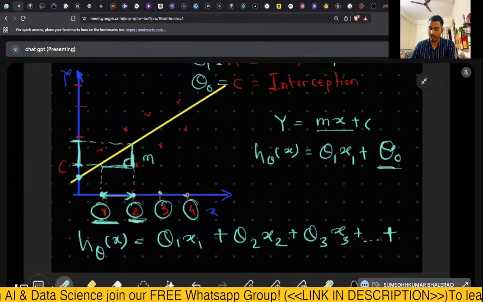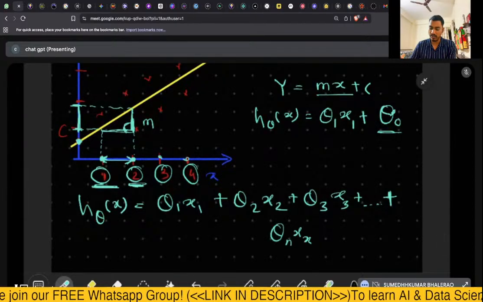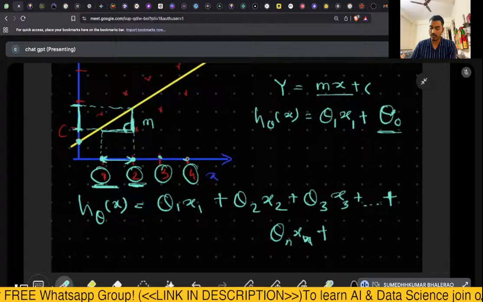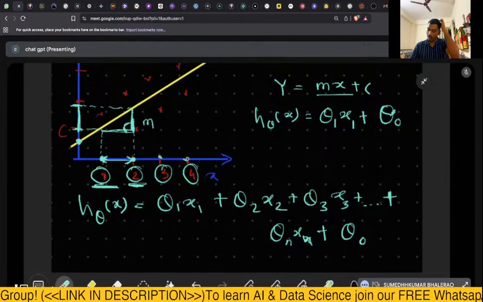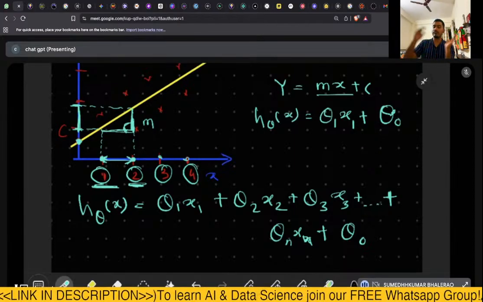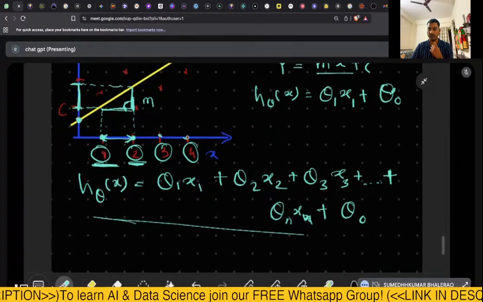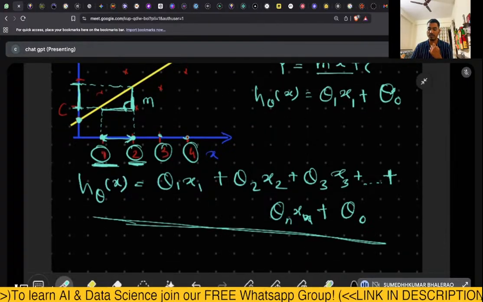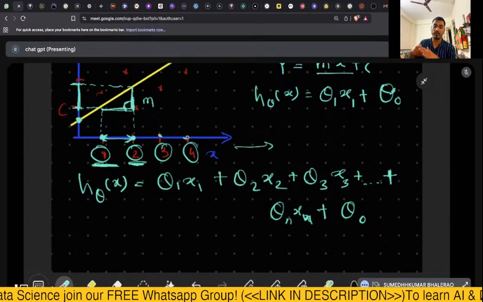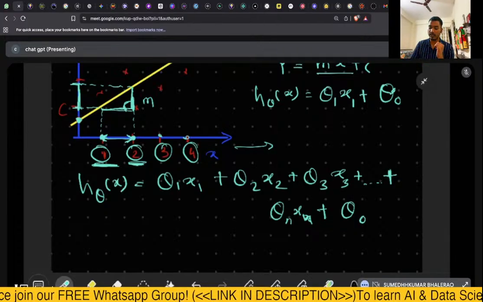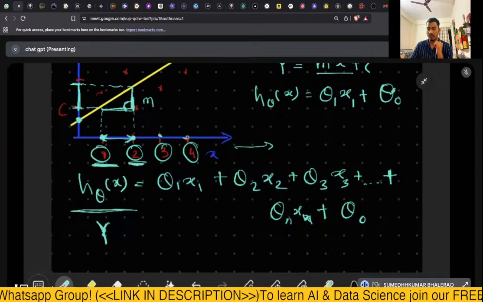Let me write here theta n xn plus theta 0. That is this interception. So this is how the line calculation happens on this particular formula. If you have thousands of points, the x values can be thousands of points, so you can calculate your y value based on this.